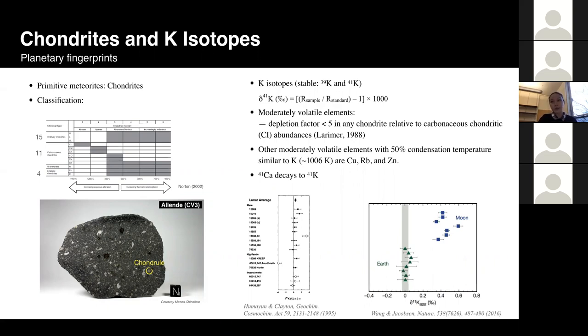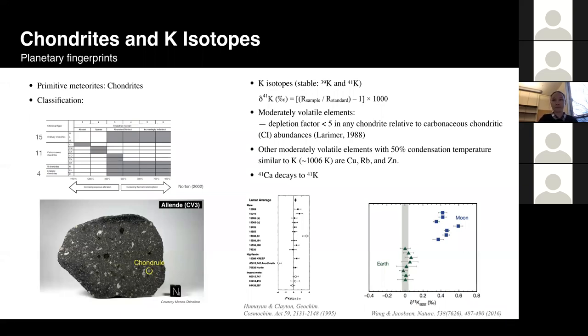Potassium is important for planetary studies because it is a moderately volatile element, with its depletion factor less than 5 in carbonaceous chondrites relative to CI meteorites. Other elements like copper and zinc are also classified as moderately volatile elements with a similar 50% condensation temperature, from around 700 to 1,000 Kelvin.